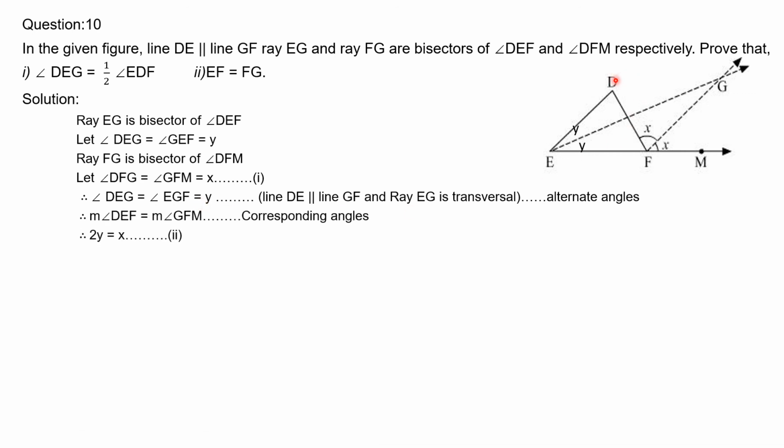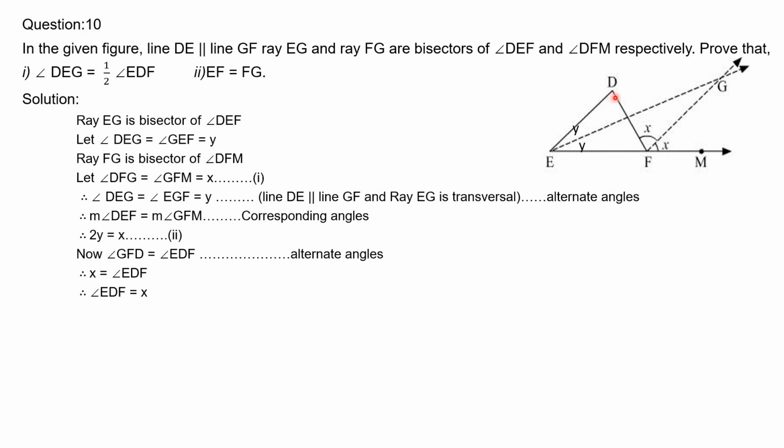Then measure of angle DEF is equal to measure of angle GFM. Both are congruent because lines DE and GF are parallel lines and EF is their transversal. So both are congruent corresponding angles. Here the measure of angle DEF is 2y and the measure of angle GFM is 2x. So 2y is equal to 2x, equation number 2.